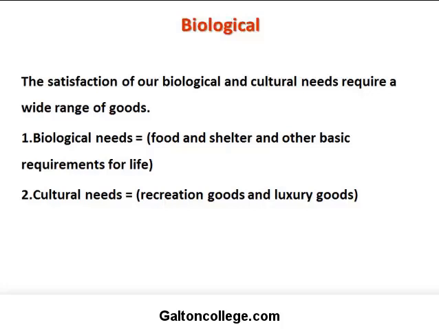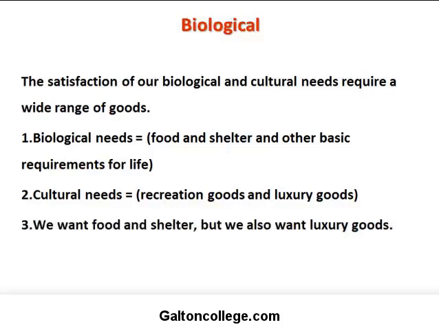Recreational needs are when we're not working, we need to be happy, we need to enjoy life. So we have cultural needs, recreational ones, members of social clubs and sports clubs, and we may have recreational goods associated with traveling because we like to travel, or luxury goods. Some people may be interested in buying old cars and renovating them, or some people may be interested in luxury items of fashion. And these could be related to cultural needs. So we want food and shelter, but we also want luxury goods.